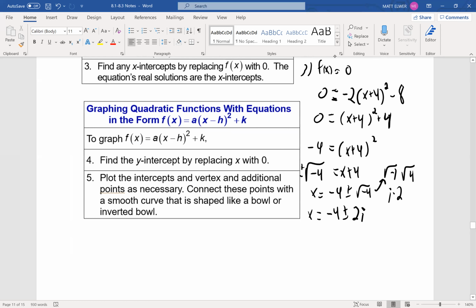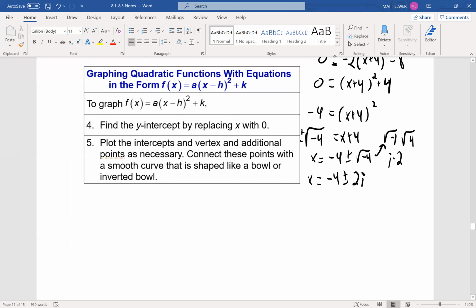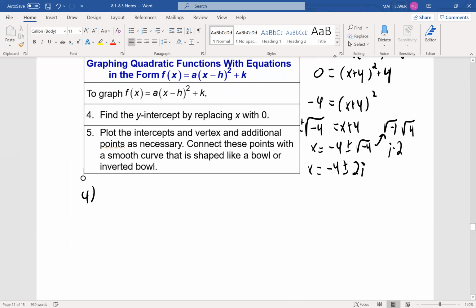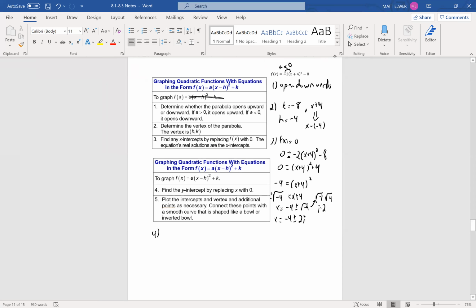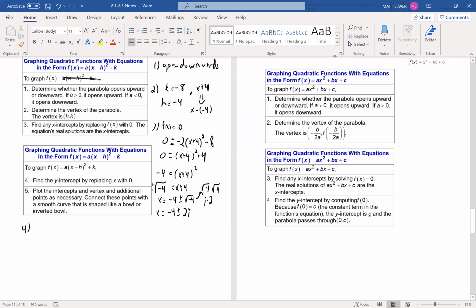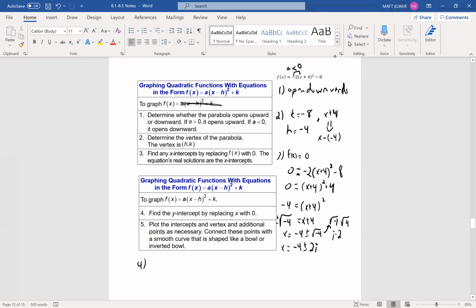Okay, so we found our roots. We're not going to touch the x-axis. And then number 4 says to find our y-intercept by replacing x with 0. So I'm going to rewrite our equation here. So we have -2, x is going to be 0, to find our y-intercept, plus 4 squared minus 8, and that's equal to f of x.